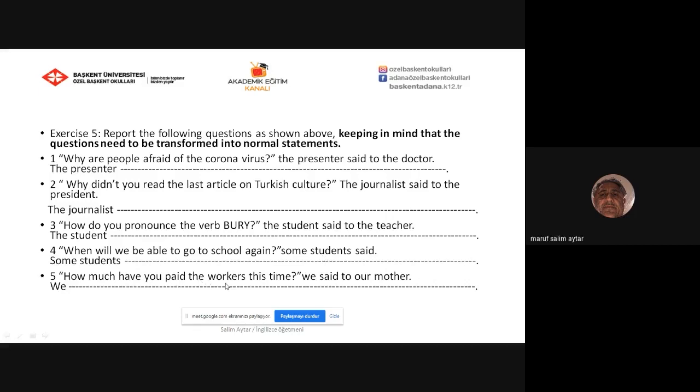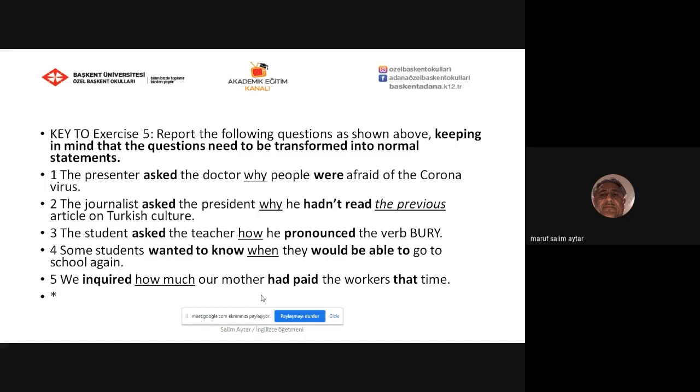"How much have you paid the workers this time?" We said to our mother. We wanted to learn. We inquired how much our mother had paid the workers that time. I guess this is correct. Let's see the key. Yeah, here in the third one, the student asked the teacher how he pronounces the verb bury is possible too.